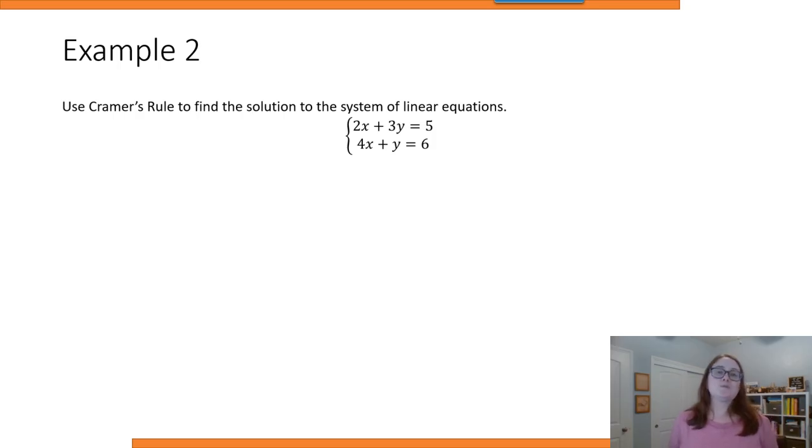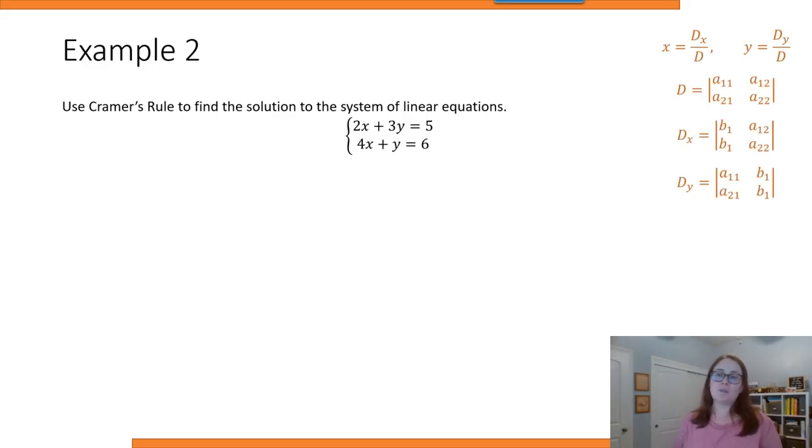So use Cramer's rule here to find the solution to the system 2x plus 3y equals 5 and 4x plus y equals 6. So first thing is I'm going to bring back my formulas. So here's all the matrices I need to set up and find the determinants for, and then how I will use those to find x and y. And so first I'll find the matrix D. So that's just the coefficient matrix. So 2 and 3 from the coefficients of the first equation, and 4, 1 from the coefficients from the second equation. And then I'll find the determinant.